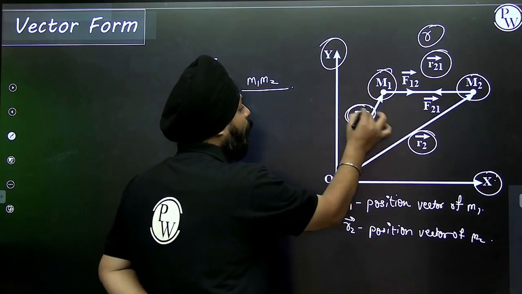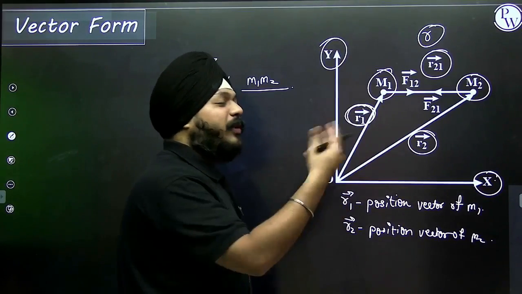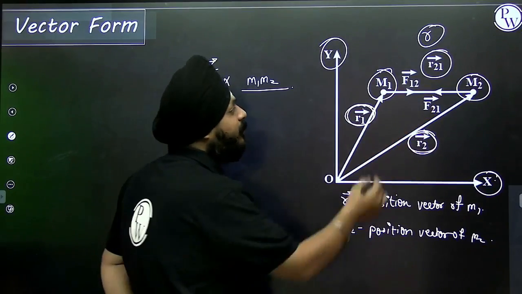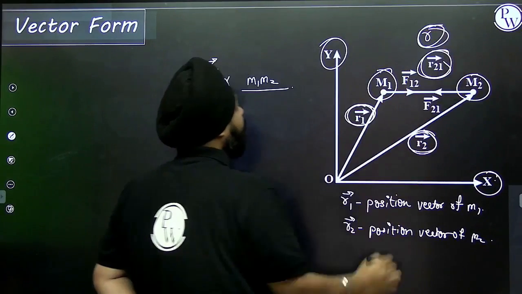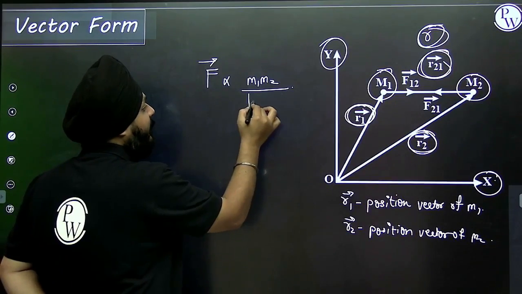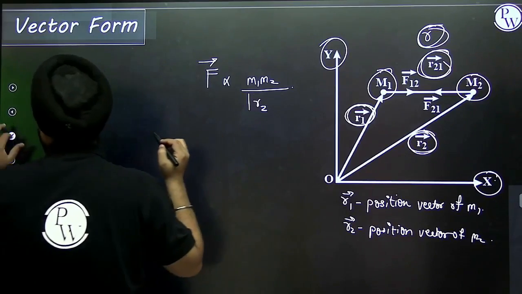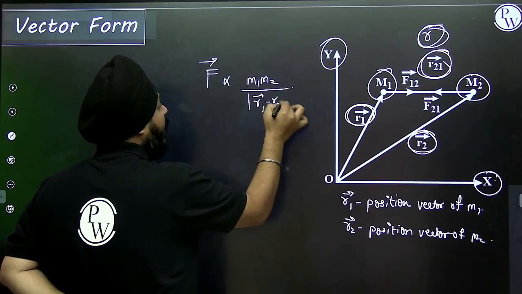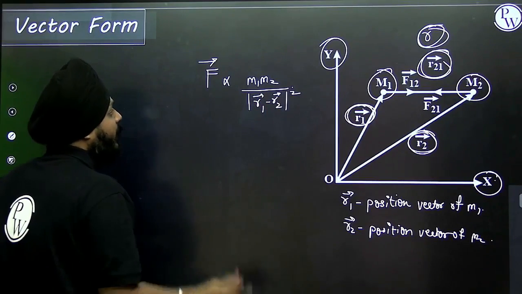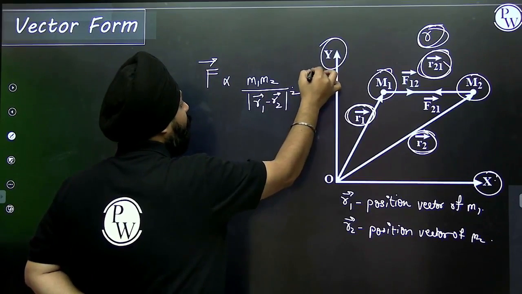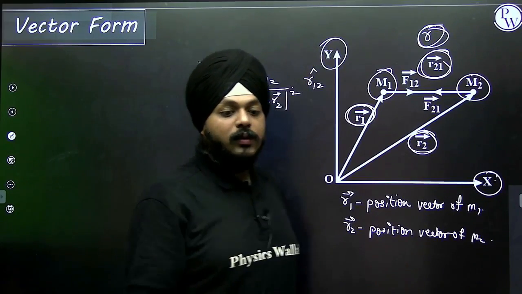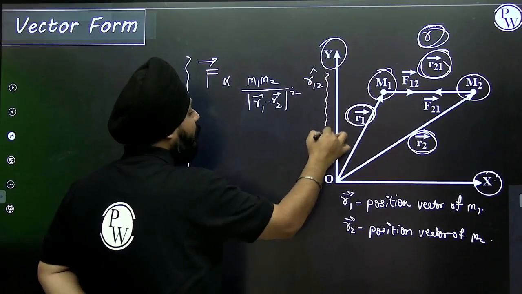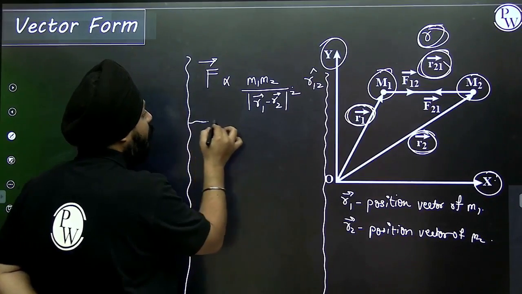Suppose this is the position vector R1, either in 2D or 3D, it's okay. This is the position vector of m2. Using the distance formula, we can calculate this distance r, so I can write it as |R1 minus R2| squared. Now this is a vector, then we have one unit vector, that is R12. This is how the force is defined in vector form.